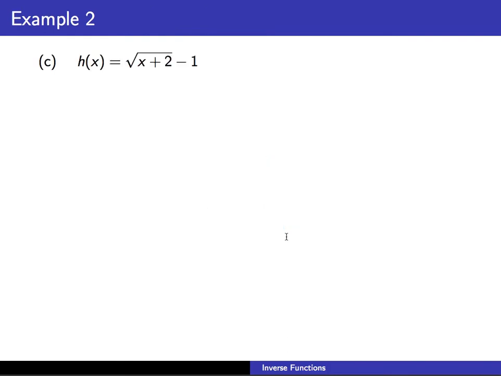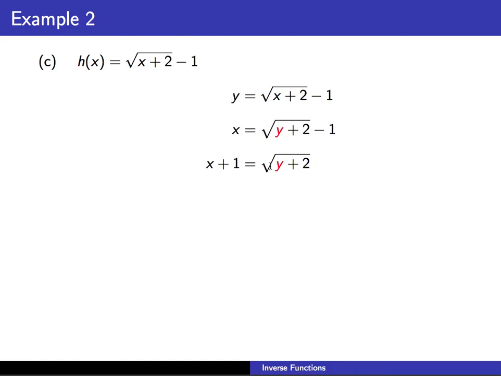All right, example 2c, we have h of x equals the square root of x plus 2 and then minus 1. So we have y equals the square root of x plus 2 and then minus 1. So switch our x and our y, and we get x equals the square root of y plus 2 and then minus 1. So we want to get this red y by itself. We have this minus 1 that's outside the square root, so let's add that to both sides. We get x plus 1 equals the square root of y plus 2.